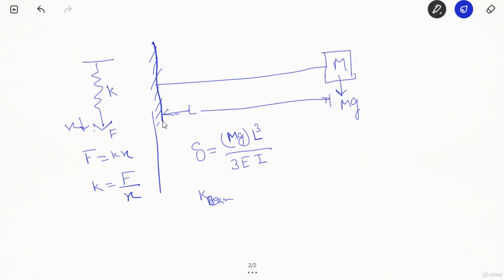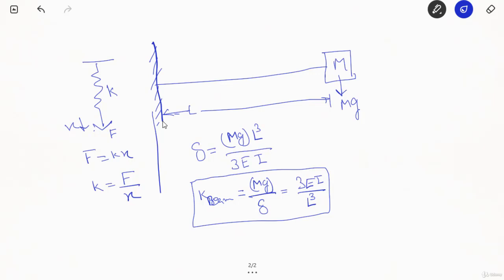Now, this conclusion can be drawn here also, by which we can get the stiffness for this particular beam. If we take the ratio of mg, which is the acting load on the cantilever beam, to the deflection delta, it will become 3EI divided by L cube. Right, so this is our beam's stiffness in the case when it is a cantilever subjected to a load at its free end. This is the basic equation that we are going to compare with the different cases.